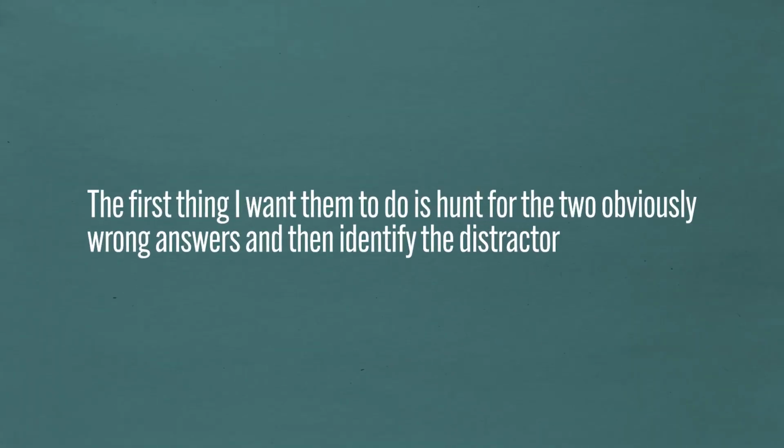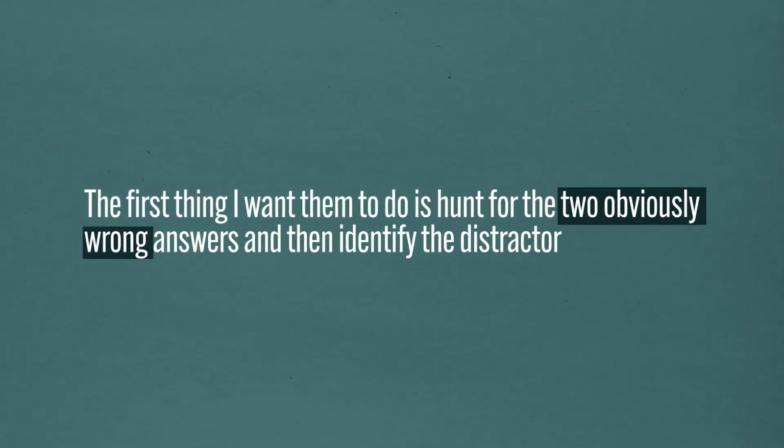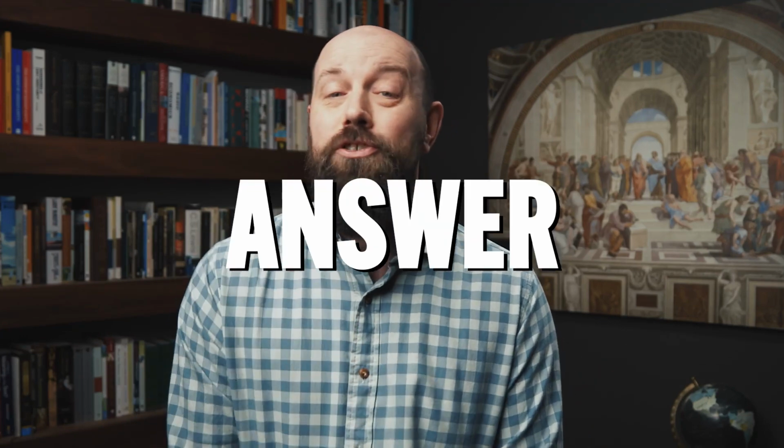Now, if your students are like mine, as soon as they read a question, they start hunting for the right answer, but the first thing I want them to do is hunt for the 2 obviously wrong answers and then identify the distractor. So, I give them the questions, and I usually do this in groups, and here, in order to get credit for the question, you actually have to identify the 3 wrong answers. In other words, for this exercise, the right answer is the wrong answer.